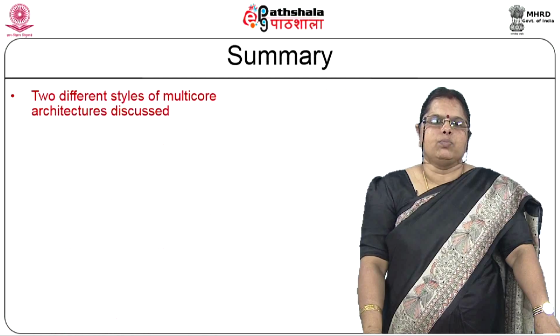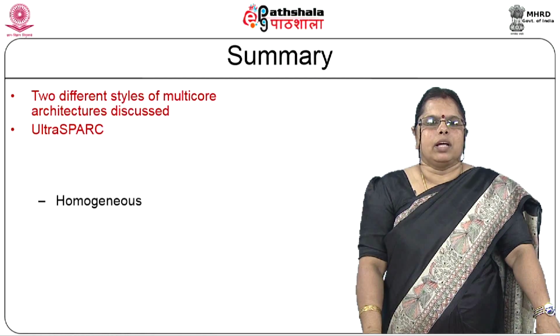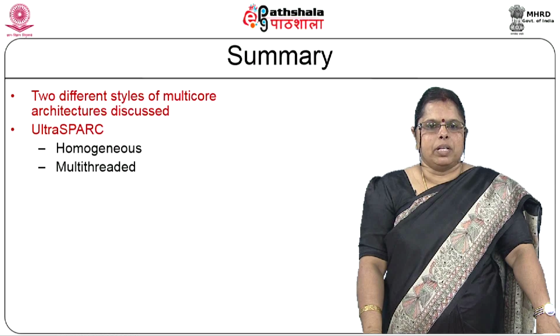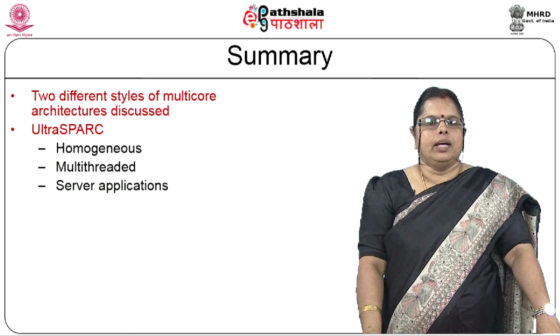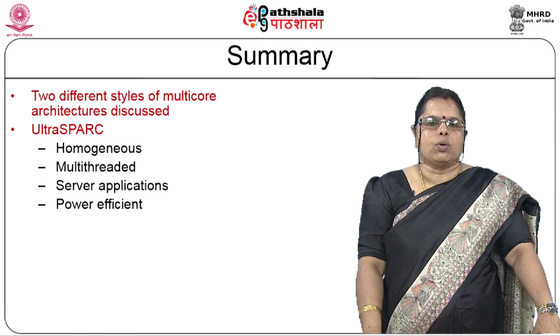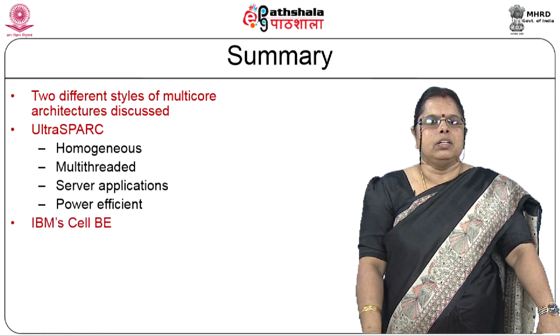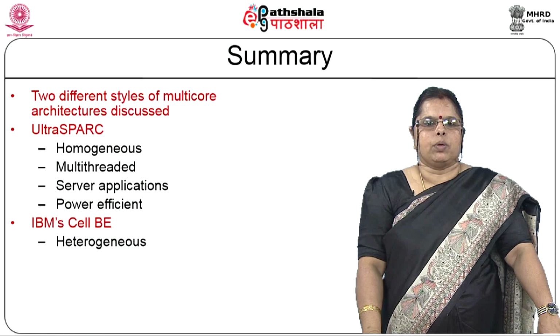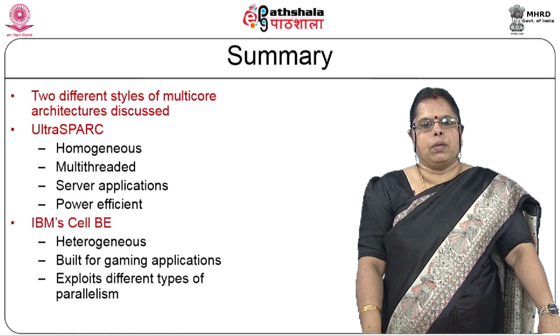To summarize, we have looked at 2 different styles of multi-core architectures. We have looked at the UltraSPARC architecture, which is a homogeneous type of architecture. It is highly multi-threaded, was brought in to handle server applications, and is a power efficient architecture. The second style of architecture that we looked at was the IBM Cell BE, which is a heterogeneous architecture built for gaming applications, and you can see that it exploits different types of parallelism. Thank you.